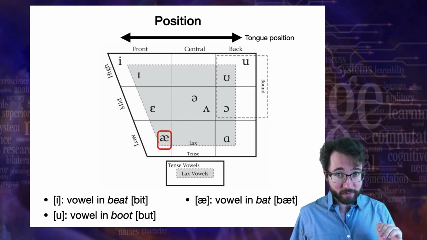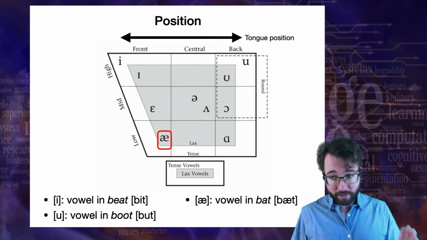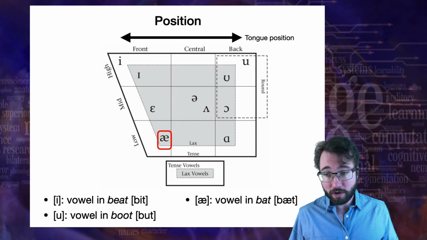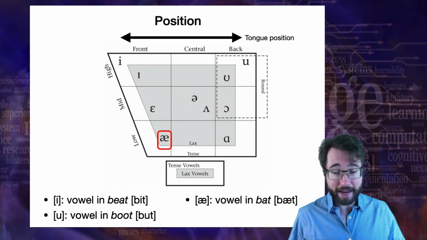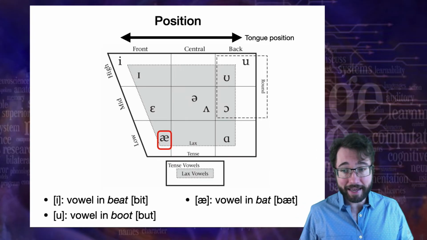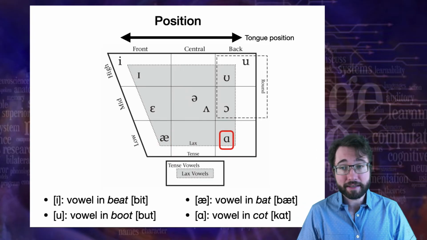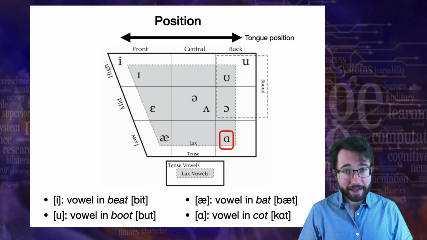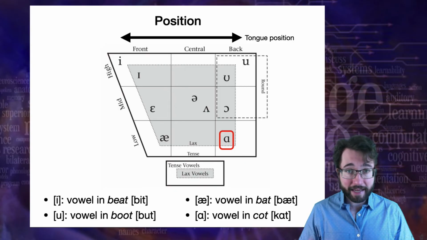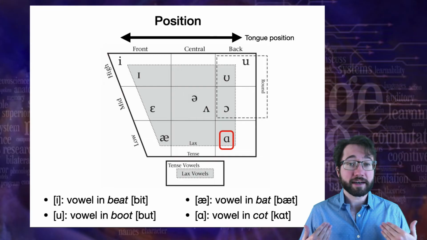And then at the bottom of the space, the low front lax unrounded vowel in English is a. So say a. And the low back unrounded lax vowel in English is ah, as in cot. So try saying a and ah. You can feel how when you say a, your tongue is more front. When you say ah, your tongue is more back.